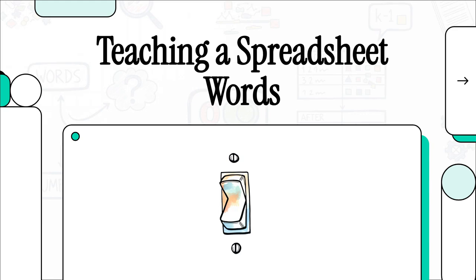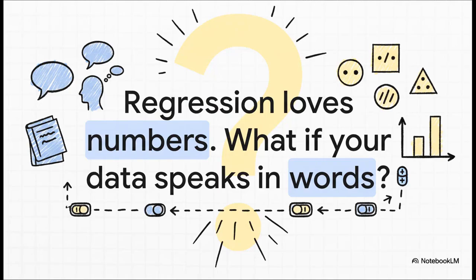Hey everyone, and welcome. So here's a fascinating puzzle for you. How do you get a mathematical model, something that only really understands numbers, to understand a concept like gender or someone's college major? Well, today we're going to break down exactly how to translate those words into numbers. It's a technique that unlocks some seriously powerful insights into your data. Okay, let's just dive right in.